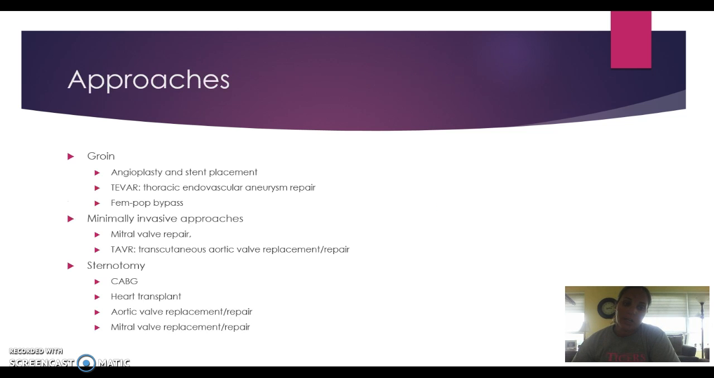Approaches for cardiac surgery, the first one is you can go through the groin. It's angioplasty and stent placement, thoracic endovascular aneurysm repair, which is abbreviated as a TAVR, and FEMPOP bypass. The minimally invasive approaches are a mitral valve repair and a transcutaneous aortic valve replacement repair. A sternotomy is a CABG, a heart transplant, an aortic valve replacement repair, mitral valve replacement repair. That is when they have to crack open the center of your chest to assess your heart or to get access to your heart.